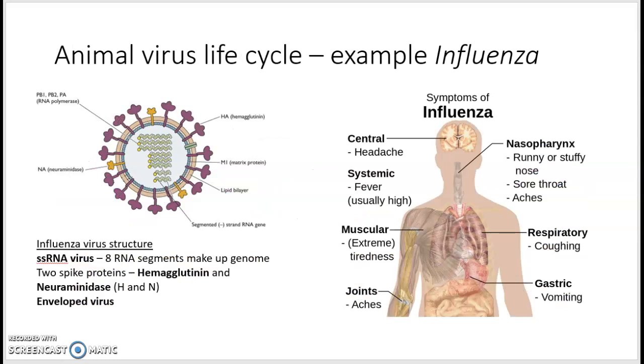Our animal virus example is a little bit different. We're going to talk about influenza. So influenza is an RNA virus. It's got 8 RNA chromosomes that make up its genome. It's also got 2 important spike proteins, hemagglutinin and neuraminidase, H and N. It's also an envelope virus, so there's a phospholipid bilayer on the outside of the capsid.